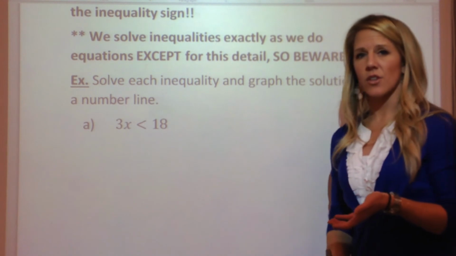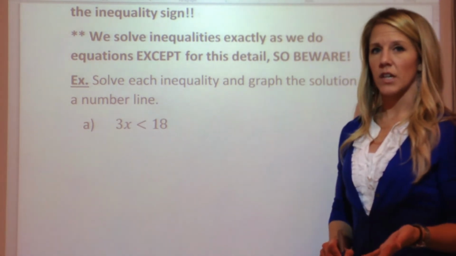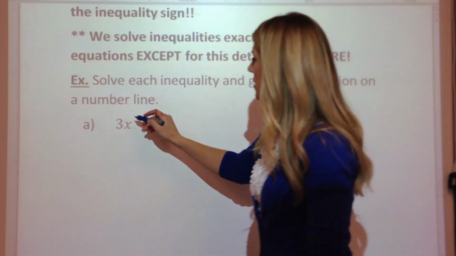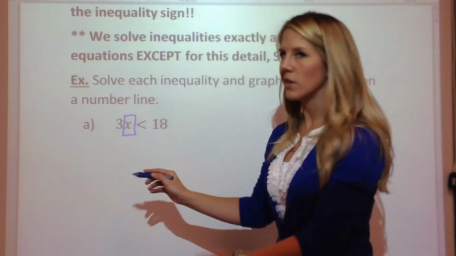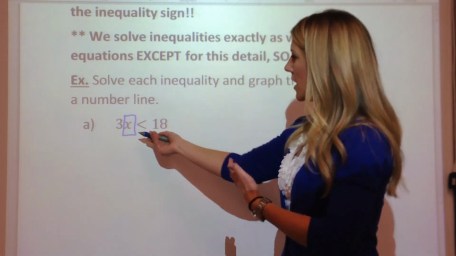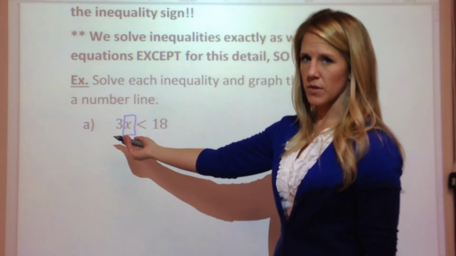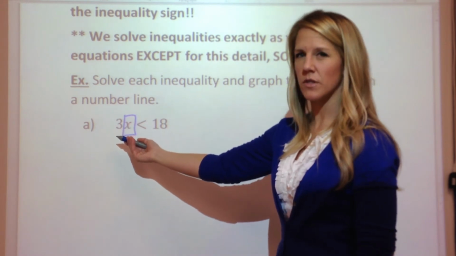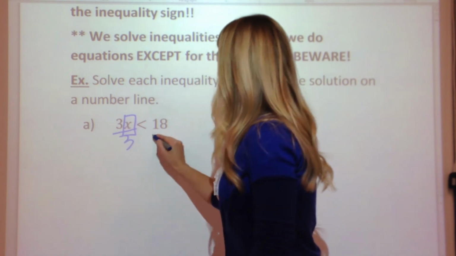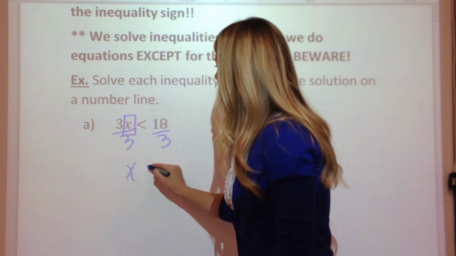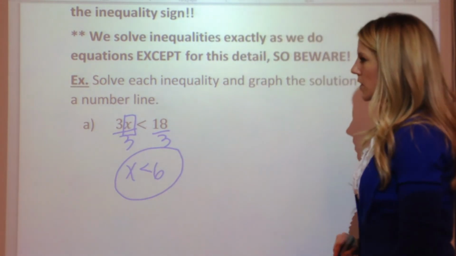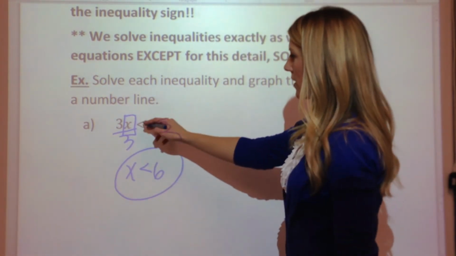So, other than that, solving these inequalities is exactly like solving an equation. 3x is less than 18. I want to get x by itself, which means I just want 1 times x. Well, what can I multiply or divide by to get x by itself? I can either multiply by 1/3, the reciprocal of 3. Any number multiplied by its reciprocal is 1. Or that's the same thing as saying divide by 3. So you end up with x is less than 6. That's my solution.